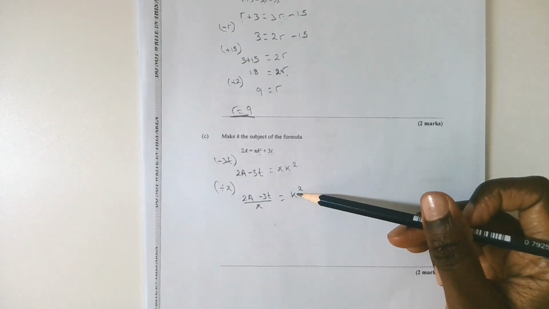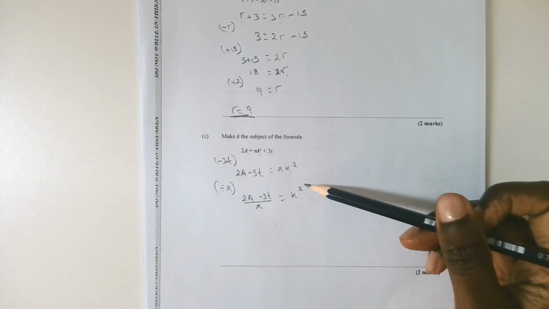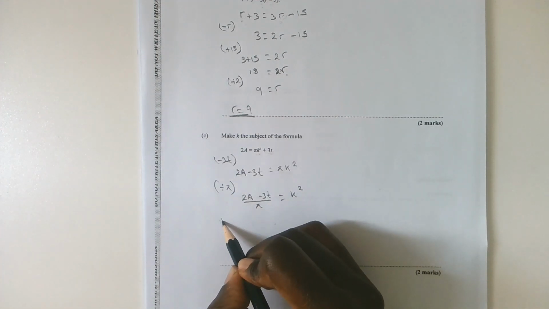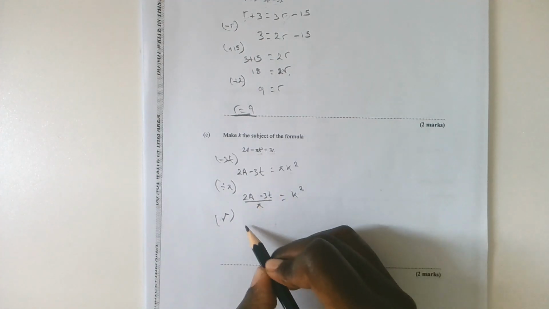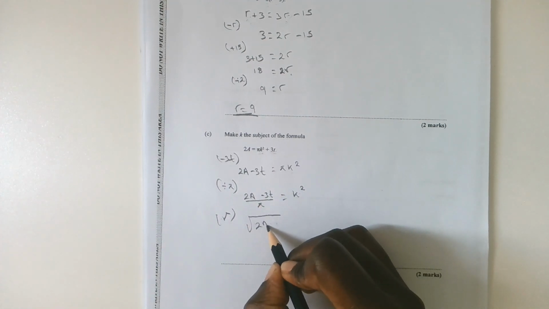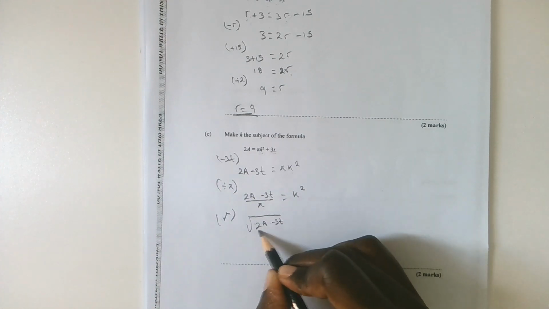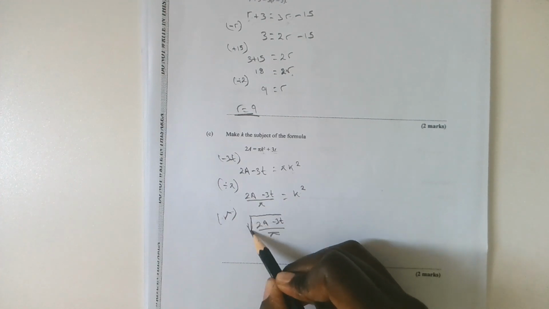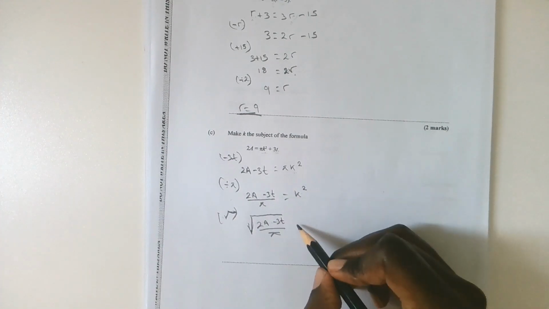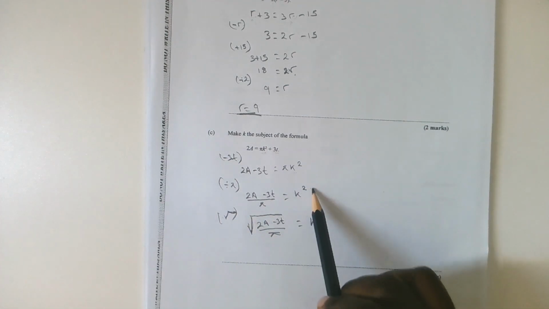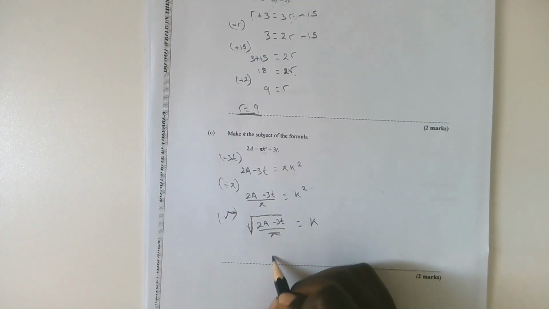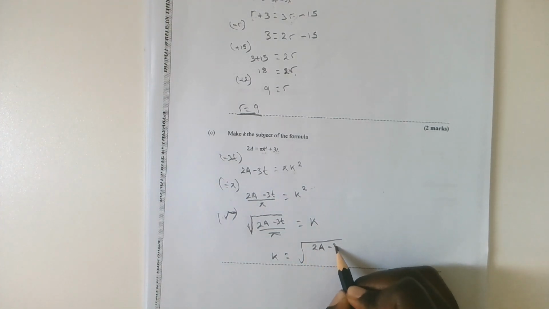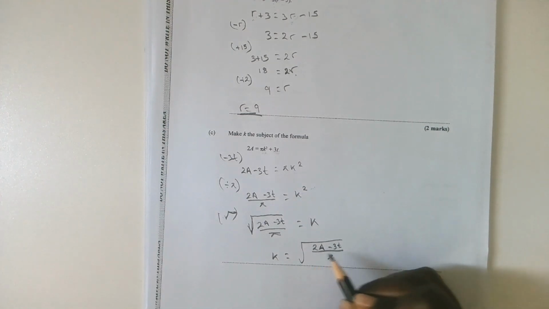And since we're finding k, we need to now get rid of our square. To get rid of our square, we need to square root both sides of our equation. So we're going to have the square root of 2a minus 3t divided by pi. Remember, everything is square rooted, okay? And that is going to equal k because our square root will cancel our square. So our answer is k is equal to the square root of 2a minus 3t over pi.